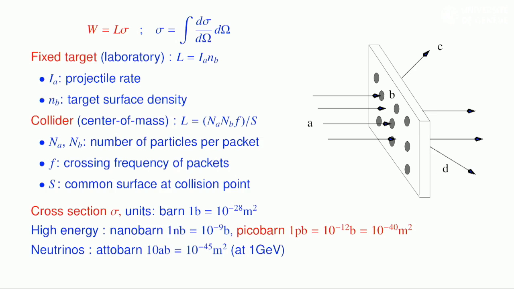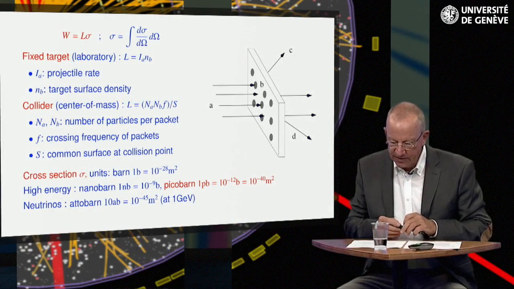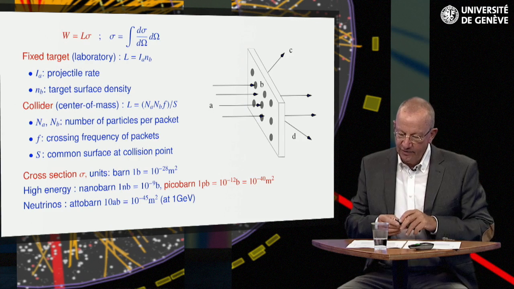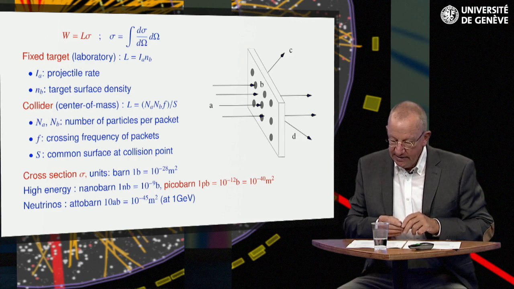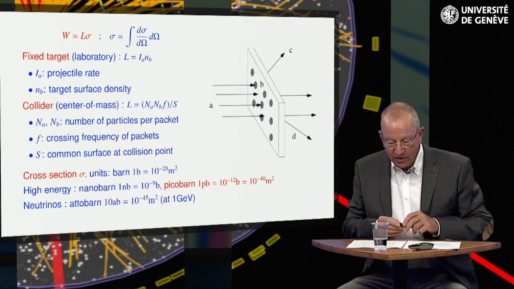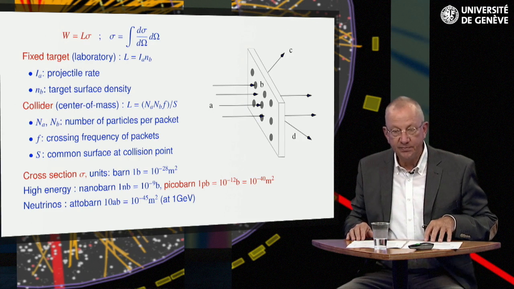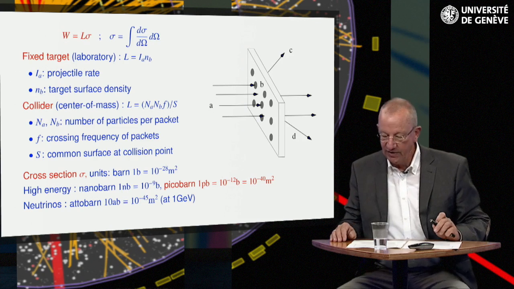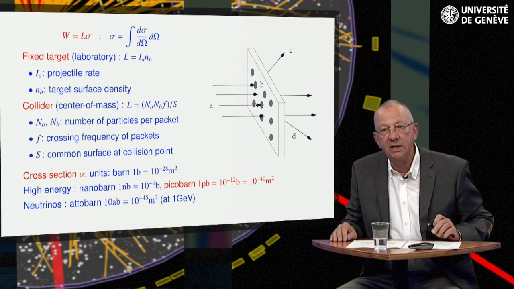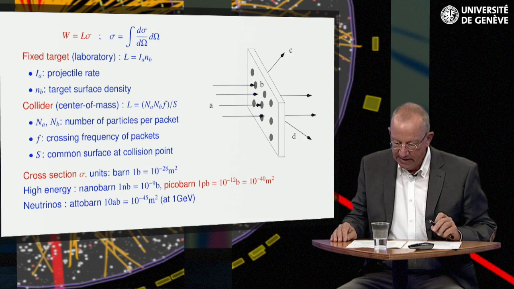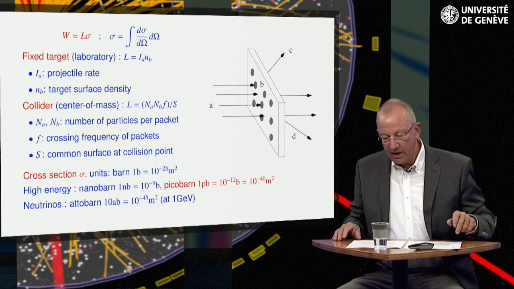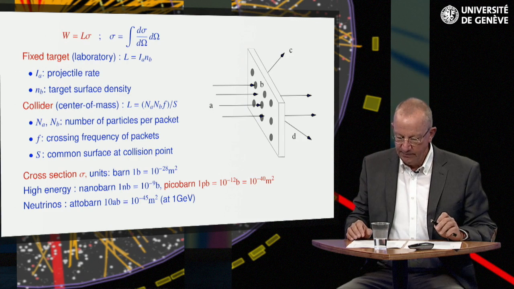The proportionality factor between the cross-section and the rate of interaction is called luminosity. In the laboratory frame, the flux of projectiles I_A, that is to say their number per unit surface and per unit time, is equal to their volume density times their velocity relative to the targets B, which are at rest. The luminosity L is the product of this flux and the number of targets N_B.